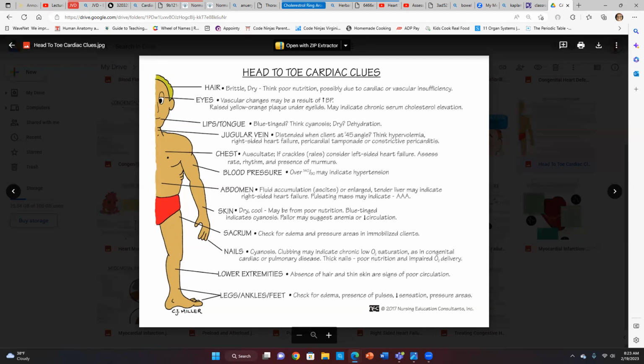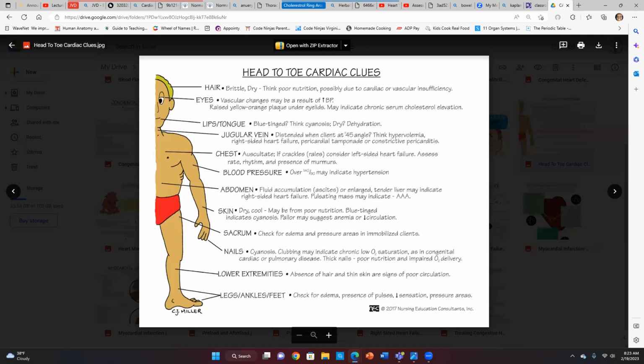All right, so continuing down, we're looking at the skin. Is it dry and cool? Because that may be due to poor circulation. Well, that makes sense because we already said that the cardiovascular system is providing rich oxygenated blood to all of the tissues and cells of the body. Okay, again, we already talked about the cyanosis.